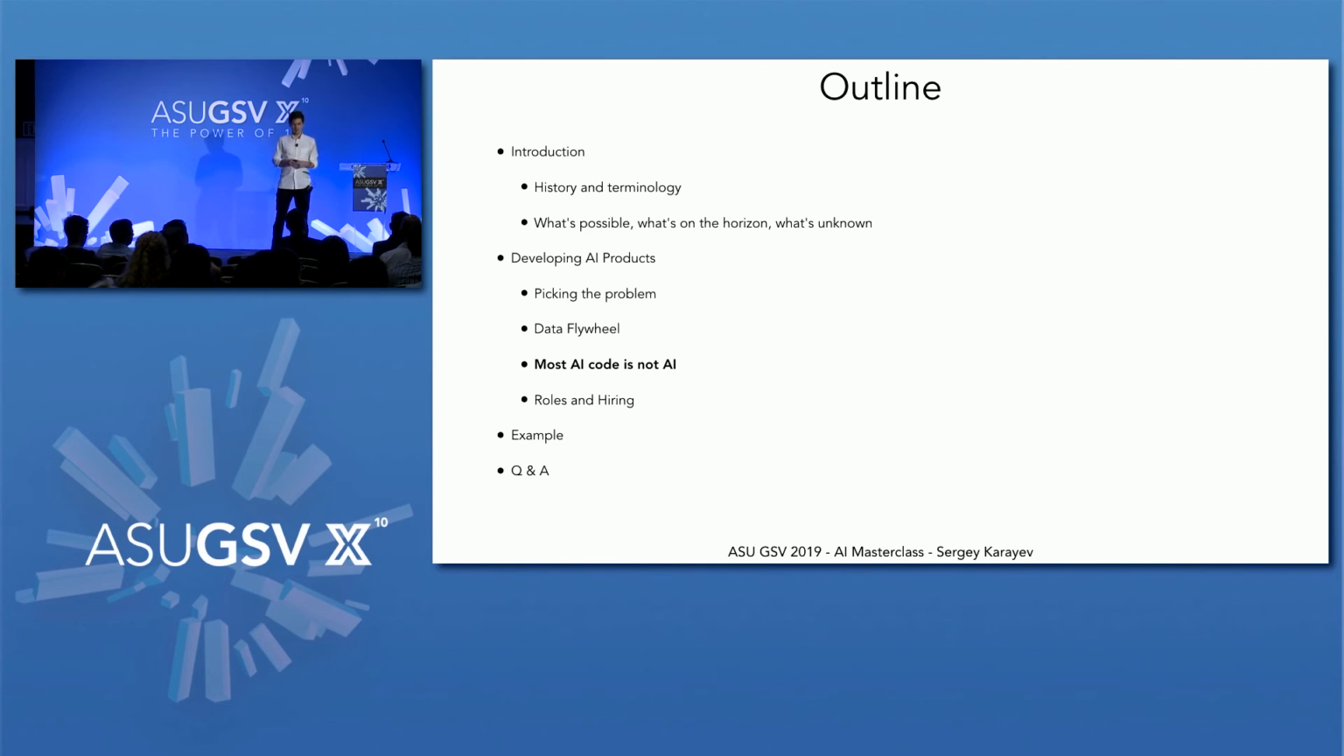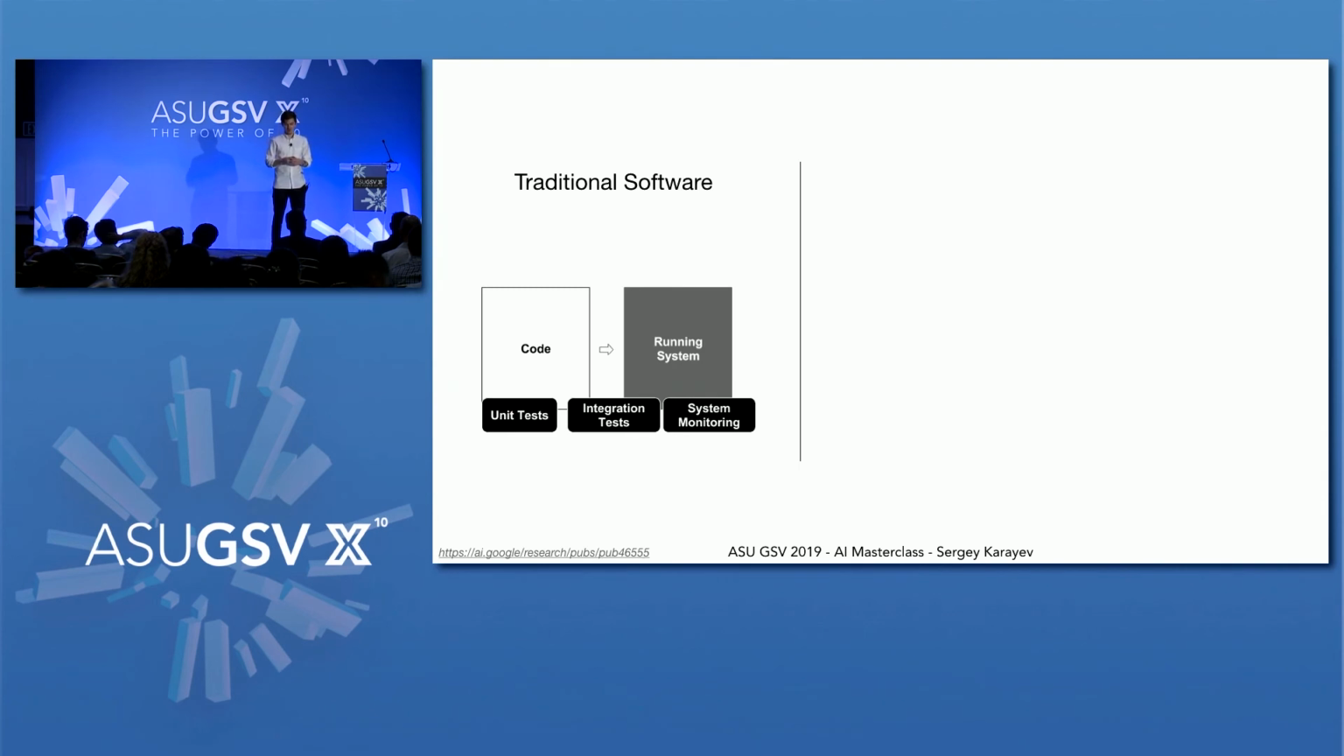Another thing I want to say is, most artificial intelligence code is not the actual artificial intelligence code. There's a lot of code around it. Here's a slide from a paper that Google published. Basically, in traditional software, people write code, they deploy it as a running system, they write some tests for it, they monitor the running system, and that's it. And it serves like search results or whatever.